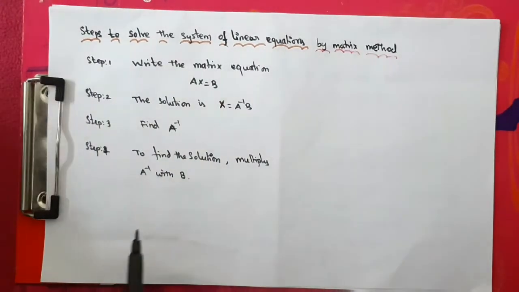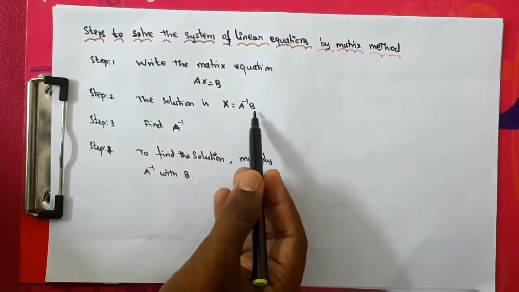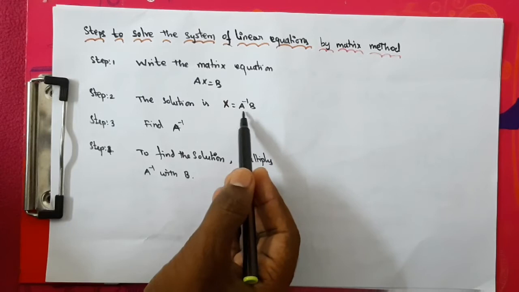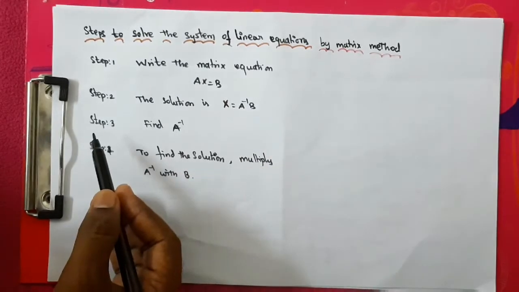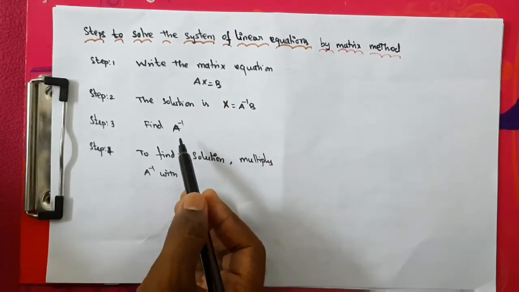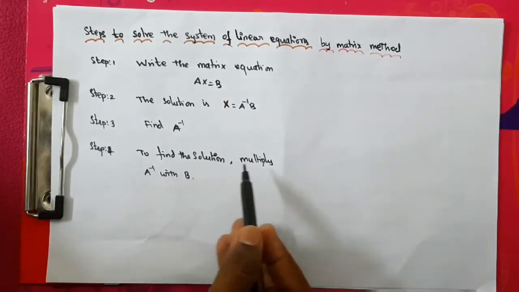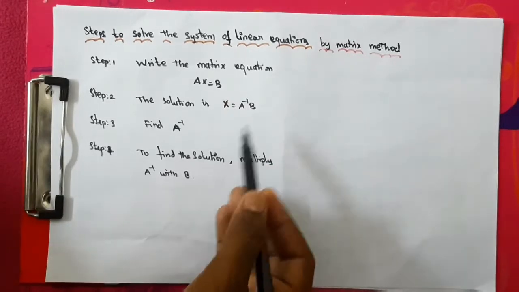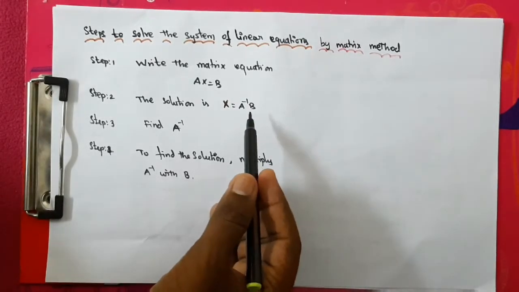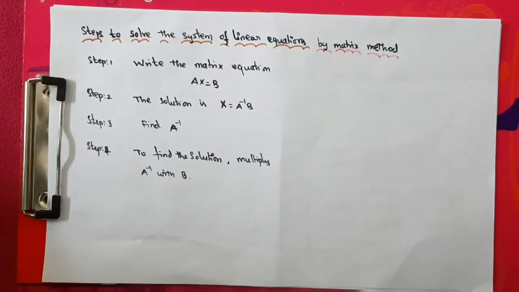So X = A inverse B. In this, B will be given in the question, but A inverse we have to find. So that becomes step number 3: we have to find A inverse, and after finding A inverse, apply it in this place. That is step 4: to find the solution, multiply A inverse with B, and you will get the solution X. That's all. These are the standard 4 steps to do the sum.